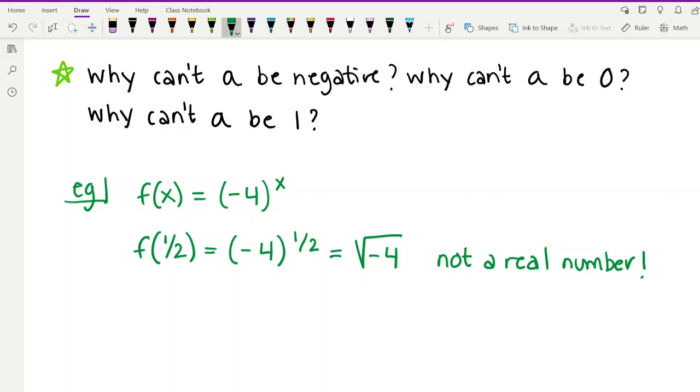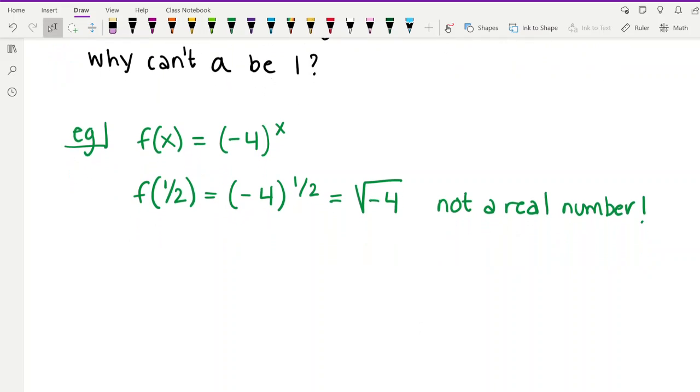You could do -4 squared, you could do -4 cubed, you could do -4 to the 0 power, but you couldn't do -4 to the 1/2 because you would get an output that's not a real number. So basically, if you try to make your base a negative number, it's just not going to allow you to plug in every number you would want to. And so that means that we can't define an exponential function to have a negative number as its base.